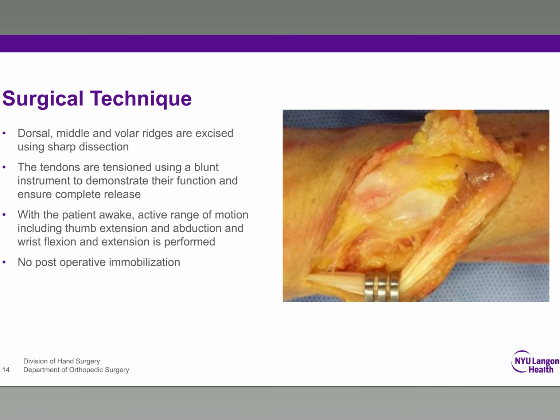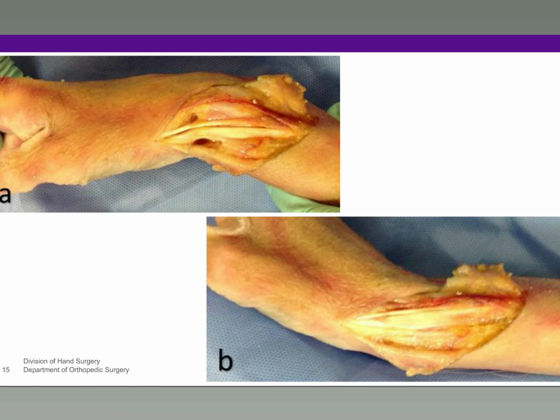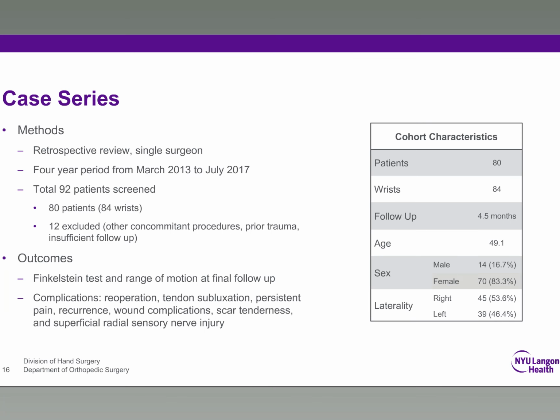So just to go through it real quick, here's a cadaveric dissection showing the first dorsal compartment with the entire rim dorsally and the entire rim volarly excised. And this technique requires no postoperative immobilization, and here's what it looks like. Once it's been completely excised with flexion or extension of the wrist, you get free gliding of the tendon over the area. Now, obviously, this is a cadaveric dissection, not the typical incision that you would use.